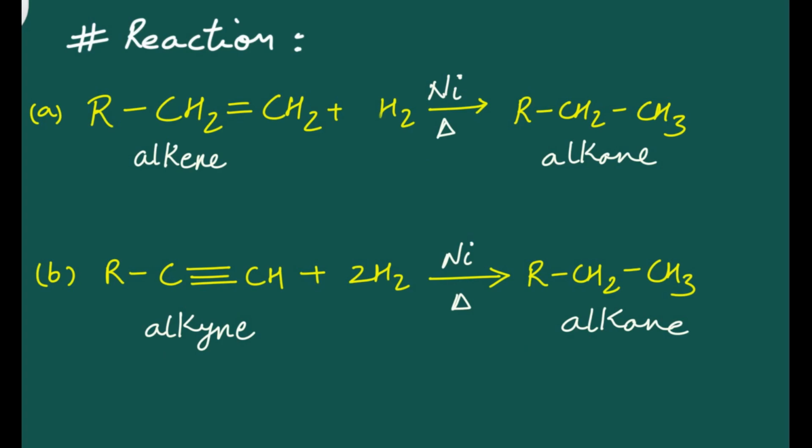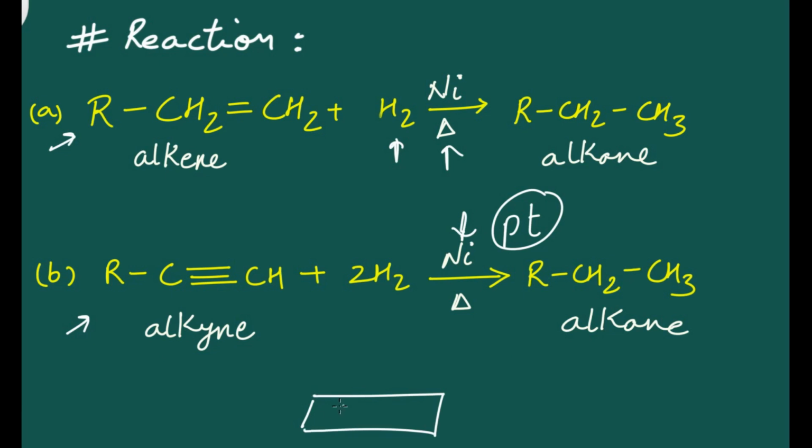The reaction is: alkene or alkyne when treated with hydrogen in presence of nickel and heat, alkane is obtained. Similar goes for the alkyne. Now in this case nickel catalyst is used, but we can also use platinum. Sometimes platinum can also be used for the production of alkanes. So this is a simple reaction. It can be treated like this.